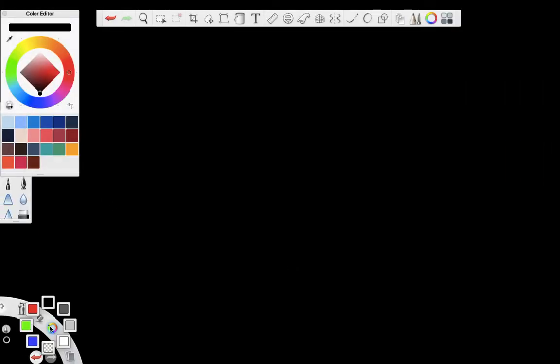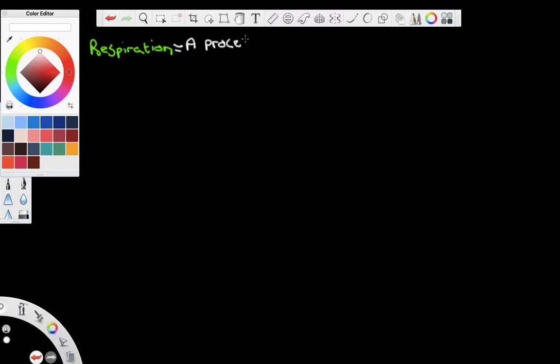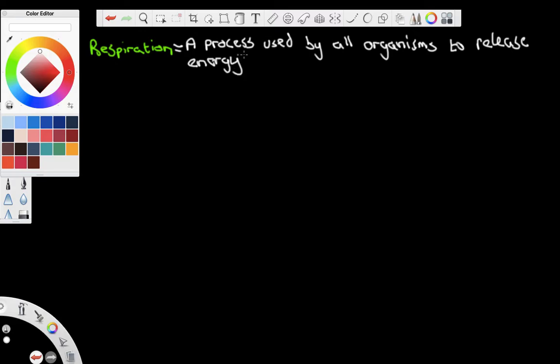So last lesson, we defined this word respiration. We would have defined respiration as something along the lines of a process used by all organisms to release energy from glucose.